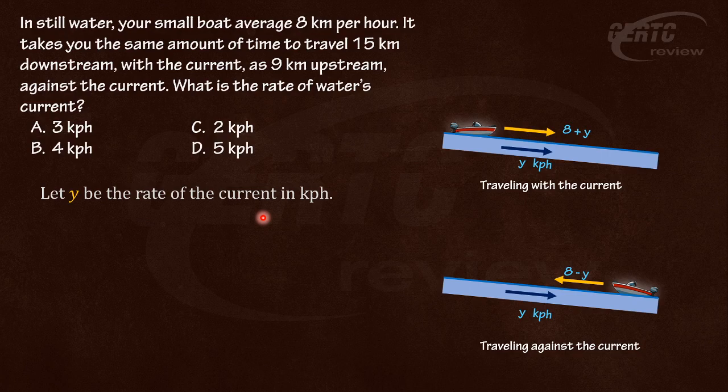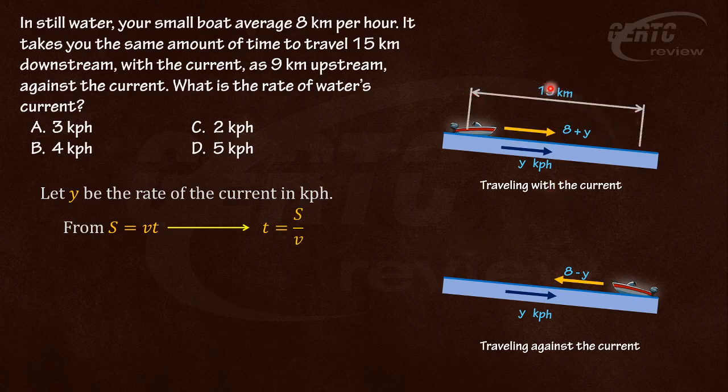kilometers upstream. Well, from the basic formula, distance equals velocity times time. Therefore, time is equal to distance over speed, or distance over velocity. So the time to travel 15 kilometers downstream will be 15 divided by the resultant speed, 8 plus Y. This is the time for the boat to travel 15 kilometers down. It is equal to the time to travel upstream 9 kilometers. So, 9 kilometers up is equal to 9 divided by the speed, 8 minus Y. So that's very simple.